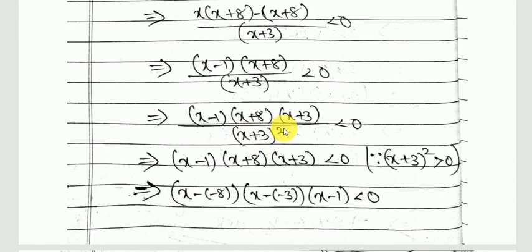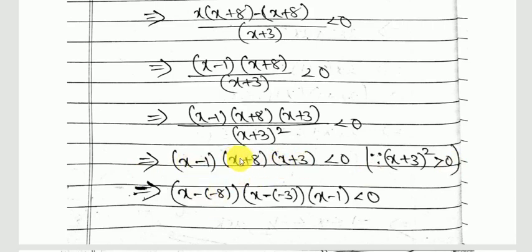Now since it is a square, no matter what value you put for x, it will always be positive. But in total your left hand side is less than 0. So in total the left hand side is less than 0, that means the numerator is less than 0. So (x minus 1)(x plus 8)(x plus 3) is less than 0, since (x plus 3) whole square is greater than 0. Now as I told you previously, here plus should be written as minus. Here it is already minus, so you don't have to do anything.